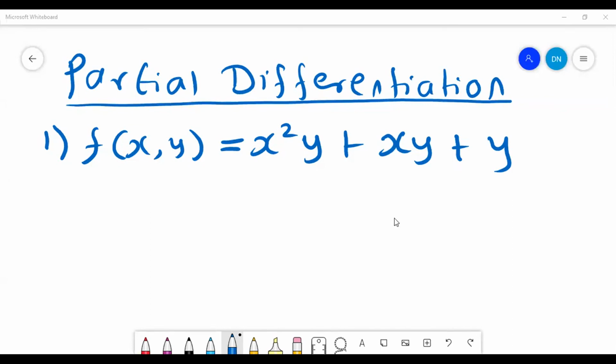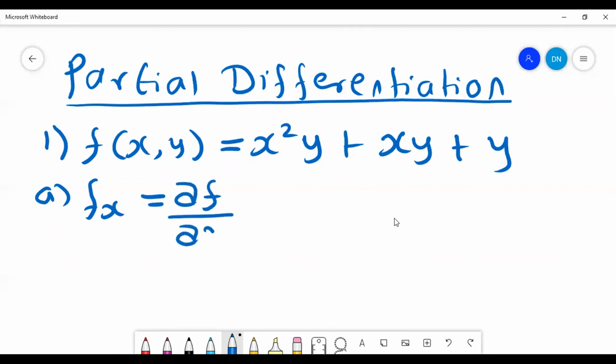We want to look at an example of partial differentiation. Actually, we want to look at 2 examples, and we'll start with this: f of x, y, meaning that the function f has 2 variables, x and y, which is given by the equation x squared y plus x times y plus y. And so we want to look at the partial derivative with respect to x, which we can write as df over dx.